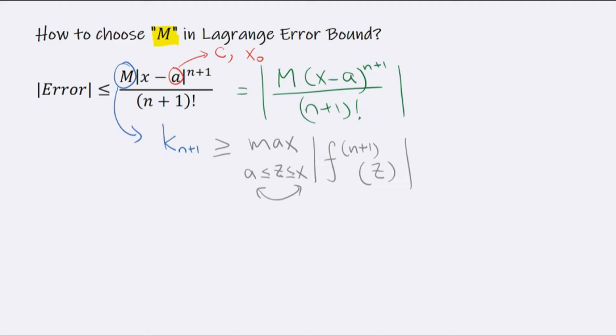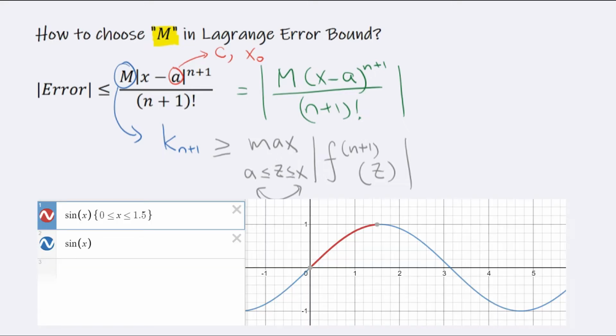So for example, if the n+1th derivative of your f of x is equal to sine x on the interval between 0 and 1.5. Sine is a periodic function. It's neither always increasing nor always decreasing. And for x values between 0 and 1.5, we may not even know whether sine x has reached its maximum or minimum yet. So in this case, we don't know exactly what the maximum is, but we know that sine x is bounded between -1 and 1. So 1 would just simply be a really good choice for m.